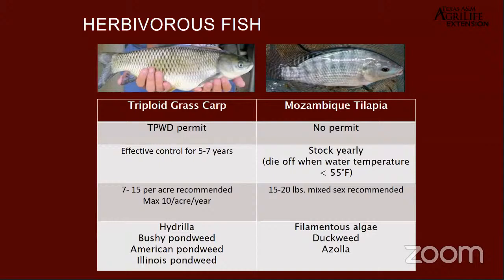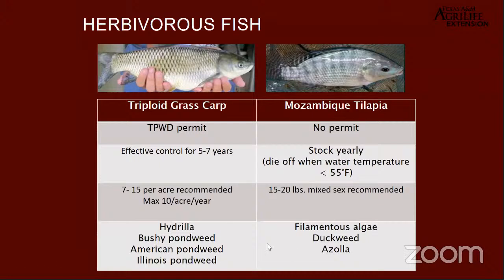And so if you do get the max 10 and you find that they're just not keeping up with your vegetation needs, then you can go ahead and apply the next year for 5 or even 10 more. And so they are effective for about 5 to 7 years. After that, their consumption really slows down. And so typically you will need to restock more, but again, they will be effective for that long.